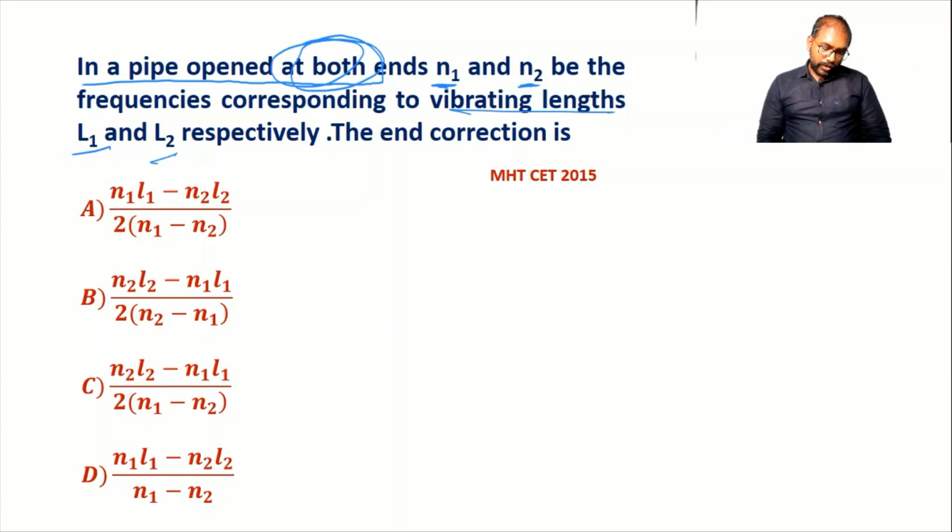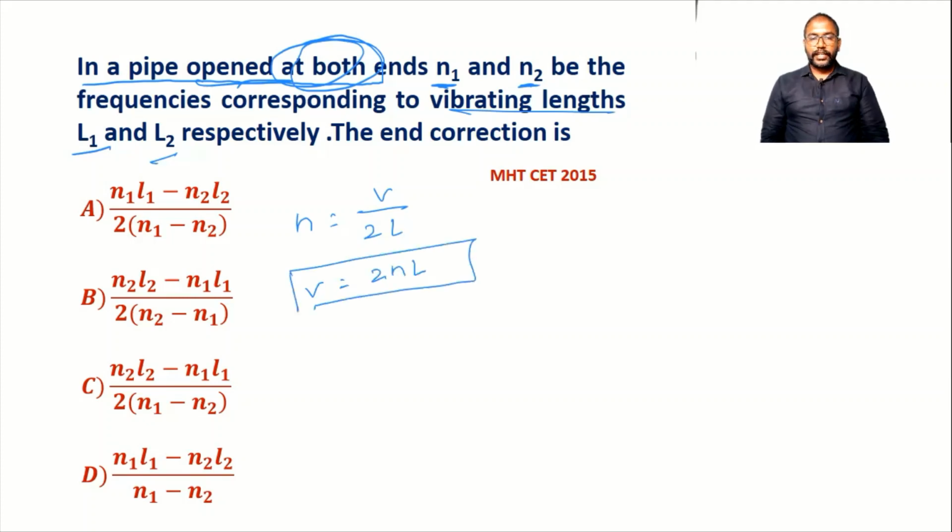Now here, for such a pipe which is open at both ends, the fundamental frequency is given by the formula V upon 2L. Then by using that we can write V is equal to 2NL. Now we have to write end correction by using that. Velocity is constant, so it means that 2NL is constant. And this we can write 2N1L1 is equal to 2N2L2. So this 2 gets cancelled. So N1 as it is.